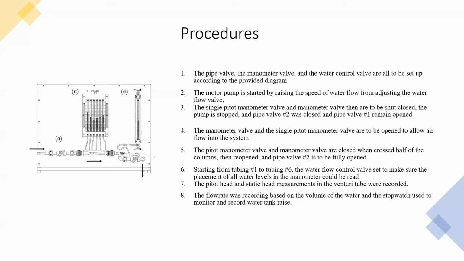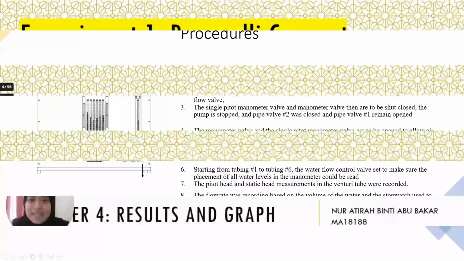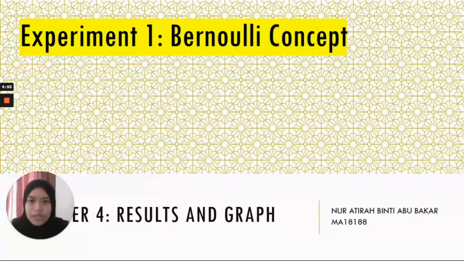Starting from tubing 1 to tubing 6, the water flow control valve is set to make sure the placement of all water levels in the manometer can be reached. The pitot head and static head measurements in the venturi tube are recorded. Lastly, the flow rate is recorded based on the volume of the water, and a stopwatch is used to monitor and record the water tank rise.